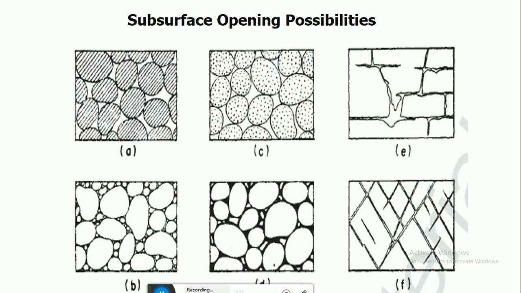E, rock rendered porous by solution, that is, solution cavities are present, this must be limestone. And F, finally, rock rendered porous by fracturing, where fractures are developed in the rock. That is the condition or possibilities of subsurface openings.